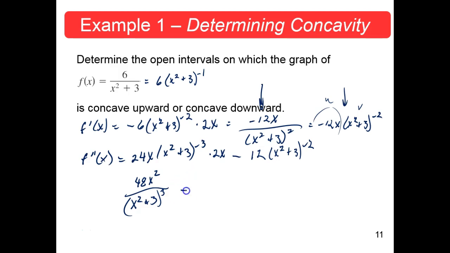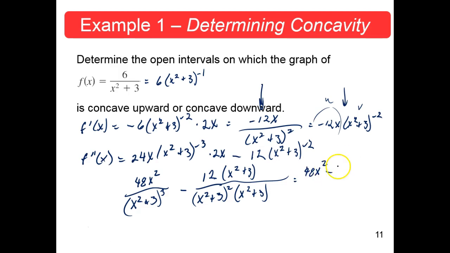Okay, the next one is going to be a minus. This is simply 12 over x squared plus 3 squared. No real nice way to combine those unless we get a common denominator, which means we have to multiply this denominator by another x squared plus 3, which means we have to multiply the numerator by an x squared plus 3. Okay, let's clean that up a little bit. The numerator here is 48x squared minus 12x squared minus 36, because that minus changes both of those signs, all over x squared plus 3 cubed.